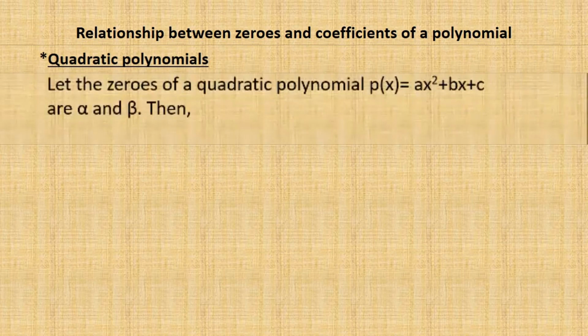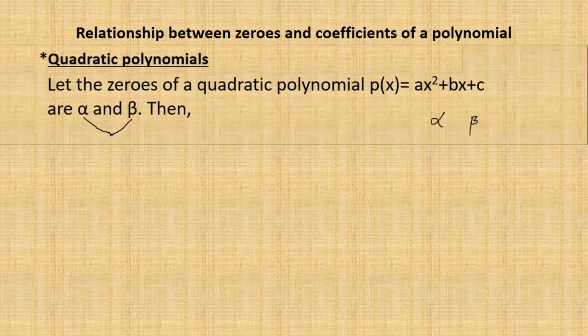Now the topic is quadratic polynomials. Is there any relationship between the coefficients of a second degree polynomial and the zeros of the polynomial? The general form of a second degree polynomial is p of x equals ax square plus bx plus c. And we give names for the zeros, alpha and beta. Have you seen these before in physics or chemistry? No. These are two Greek letters, alpha and beta.